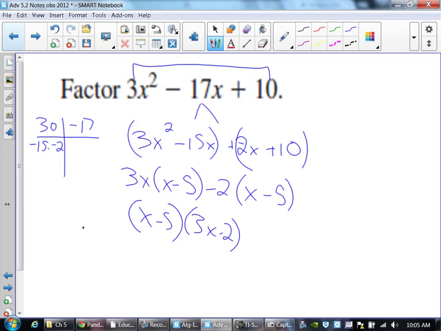I did forget to ask you guys though, what is the very first rule of factoring? GCF. You always want to see if you have a GCF before you do anything. Okay? Cool.